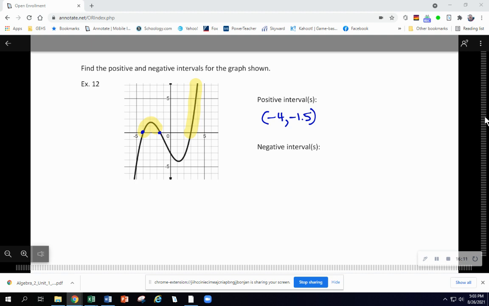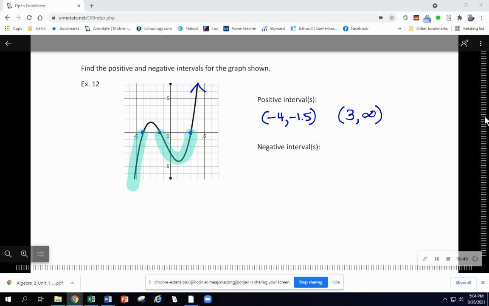And then we have another one that starts at 3 and goes forever to the right. And once again, those are not included. So those are the two positive intervals. And now I'll erase those and turn our attention to the negative intervals. Okay, so I'll highlight those in a light green color. From negative infinity to negative 4, and then this section here, you got y values that are under the x-axis, so they're all negative in those locations.